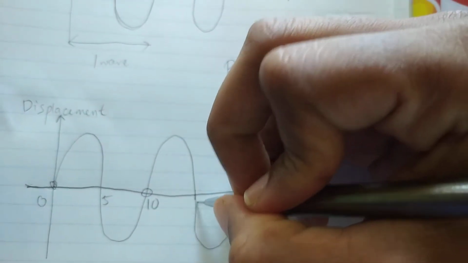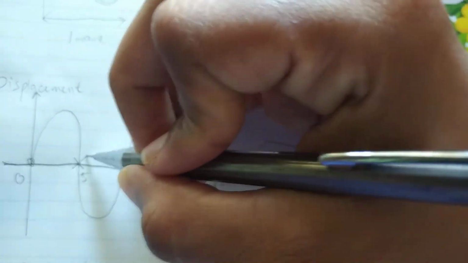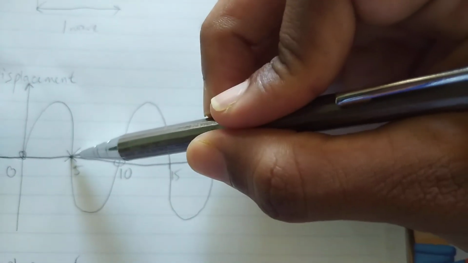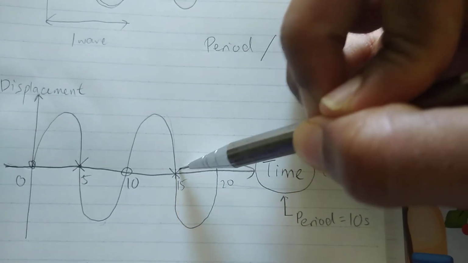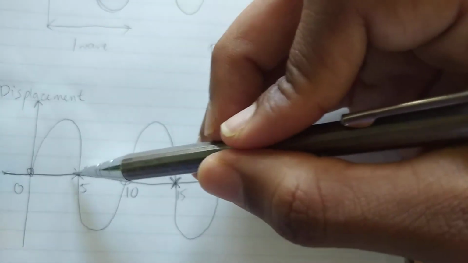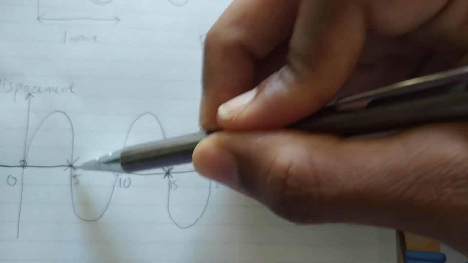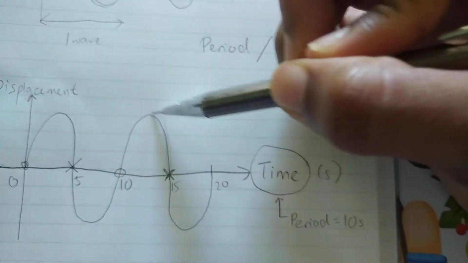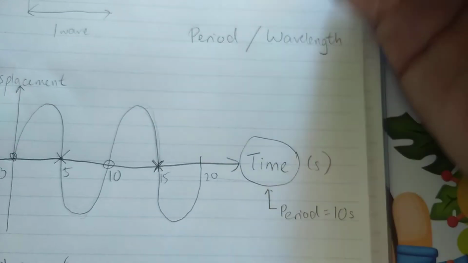For example, I continue drawing. Say I start my wave from here. To finish one whole cycle, it'll go down, go up, come back down here to the same spot, right? This is one whole cycle. How long does it take me also? From 5 seconds to 15 seconds. 15 minus 5, it's still the same. It's 10 seconds to finish one cycle. From here to here, it's still 10 seconds.